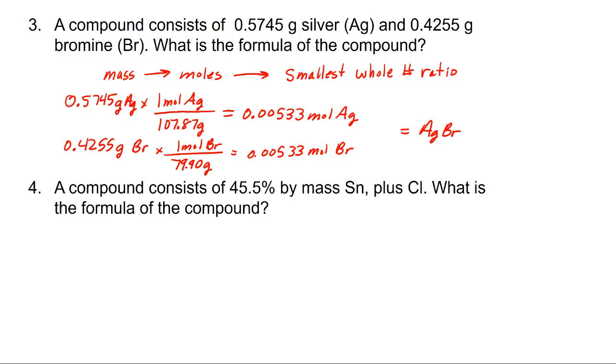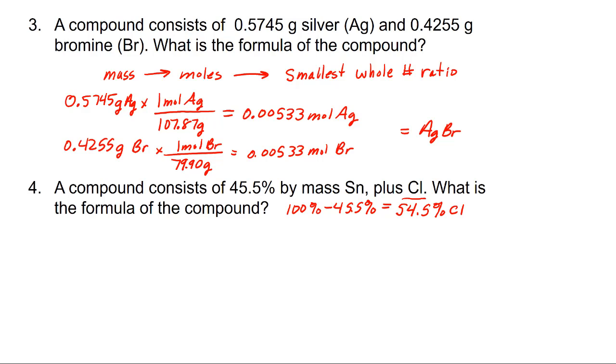Here's the next question. A compound consists of 45.5% by mass tin plus some chlorine. What's the formula for the new compound? The first thing to think about is to try to figure out how much, as a percent by mass, the sample must be for chlorine.